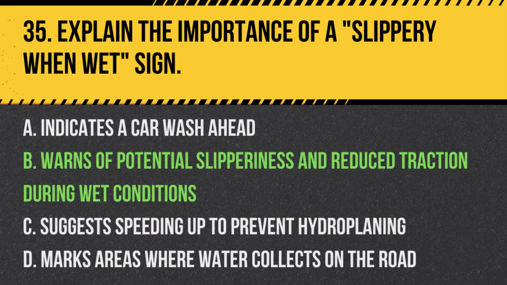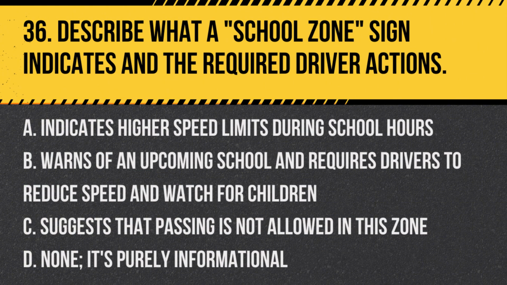Answer B. Warns of potential slipperiness and reduced traction during wet conditions. Drivers should reduce speed and drive with caution. Question 36. Describe what a school zone sign indicates and the required driver actions. A. Indicates higher speed limits during school hours. B. Warns of an upcoming school and requires drivers to reduce speed and watch for children. C. Suggests that passing is not allowed in this zone. D. None. It's purely informational.